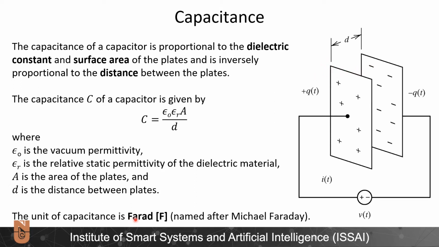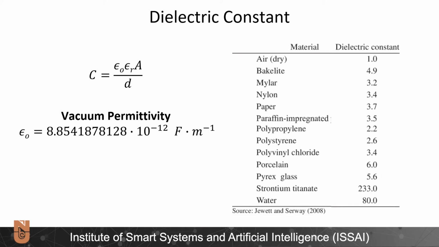The unit of the capacitance is farad, shortened as F, named after Michael Faraday. The vacuum permittivity is 8.85 times 10 to the minus 12 farads per meter. And if you want to increase the capacitance between two plates, instead of vacuum or air, we should use another material with a higher dielectric constant, such as nylon or paper or some paraffin impregnated paper. And water has a relatively high dielectric constant as well. The dielectric constant of water is 80.